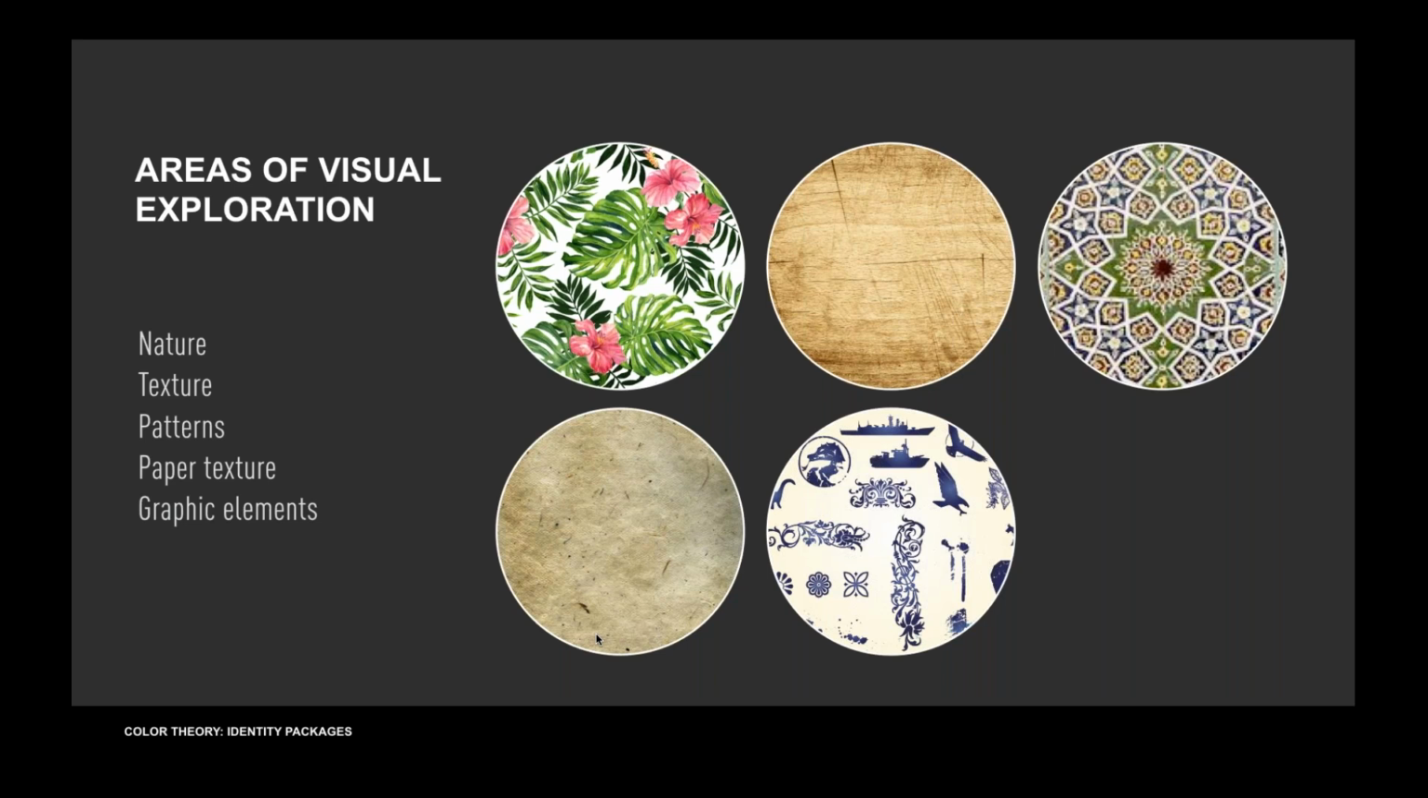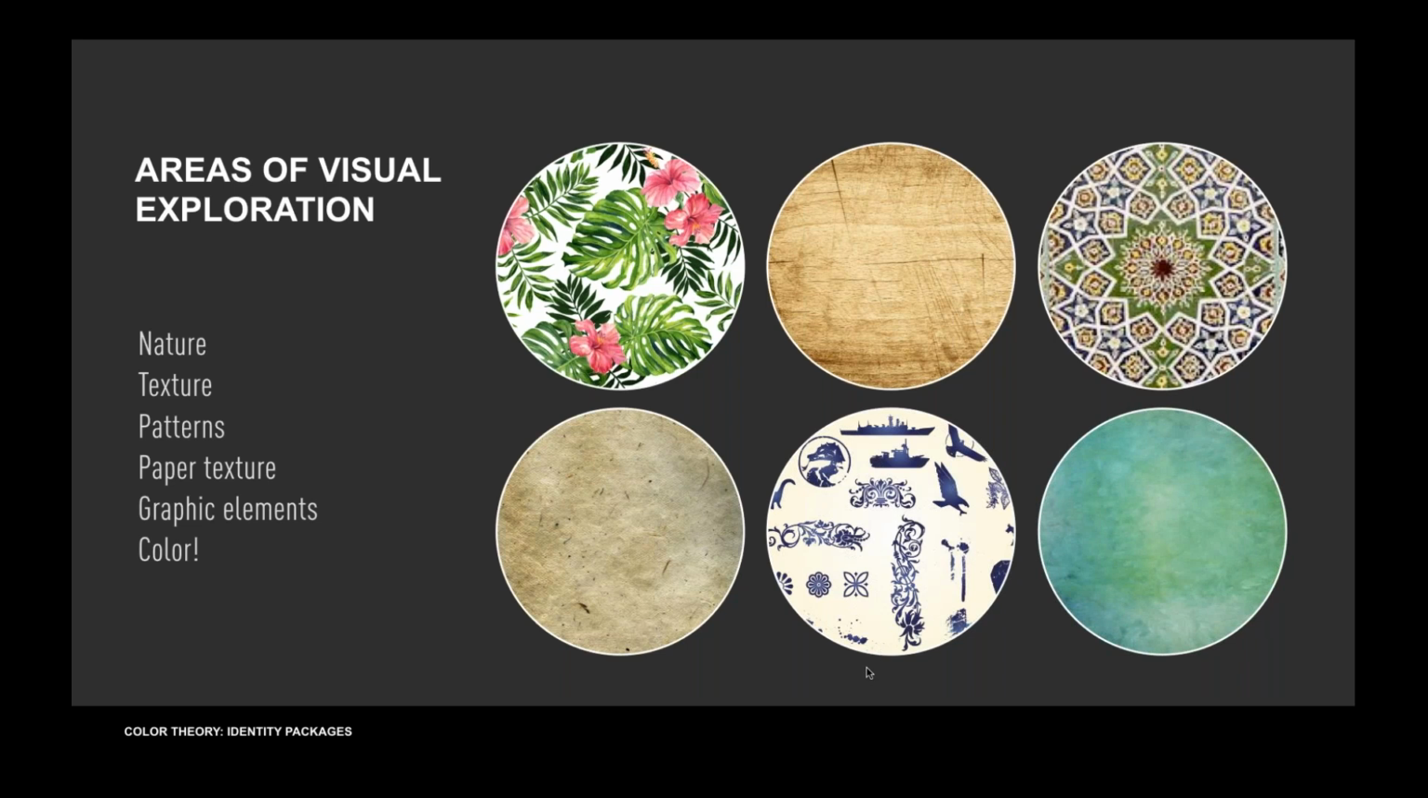Graphic elements. These are like decorations, borders. They could be little icons and things that create additional flavor for your brand. And last but certainly not least, color. You're using color. This is color theory. You can use gradients now. You can use color in interesting ways. So you're exploring all these elements as you create your identity package.